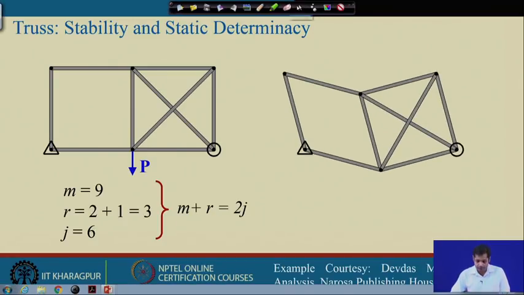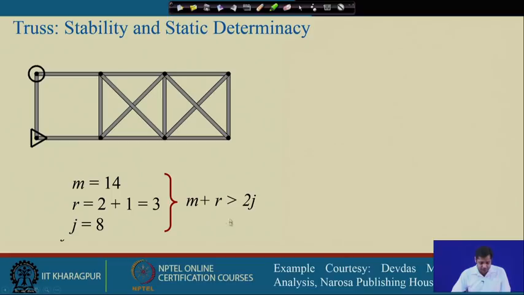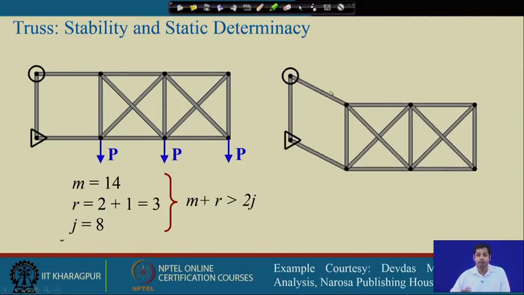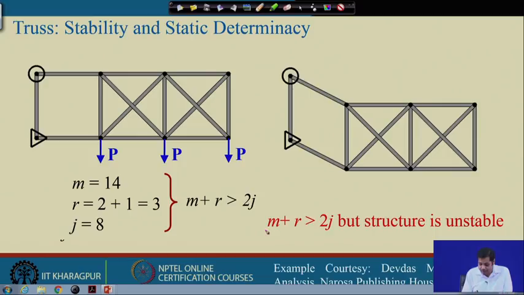Similarly, if we take another example, next example, it is again m plus r greater than 2j. So, as far as the previous definition was concerned, this is indeterminate and stable, but again if you apply a load like this, the entire assembly may collapse like this. In this case, the structure is indeterminate, m plus r greater than 2j, but still the structure is unstable. So, as far as the stability of a structure is concerned, please do not take this equation for granted. It is just a necessary condition, but not the sufficient. Okay.